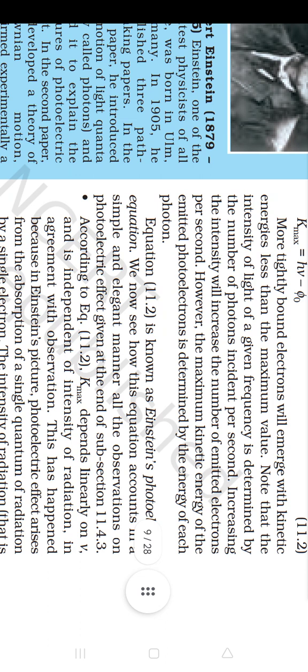Increasing the intensity will increase the number of emitted electrons per second. However, the maximum kinetic energy of the emitted electrons is determined by the energy of each photon. Equation 11.2 is known as Einstein's photoelectric emission equation. We now see how this equation accounts in a simple and elegant manner for all the observations on the photoelectric effect given at the end of subsection 11.4.3.